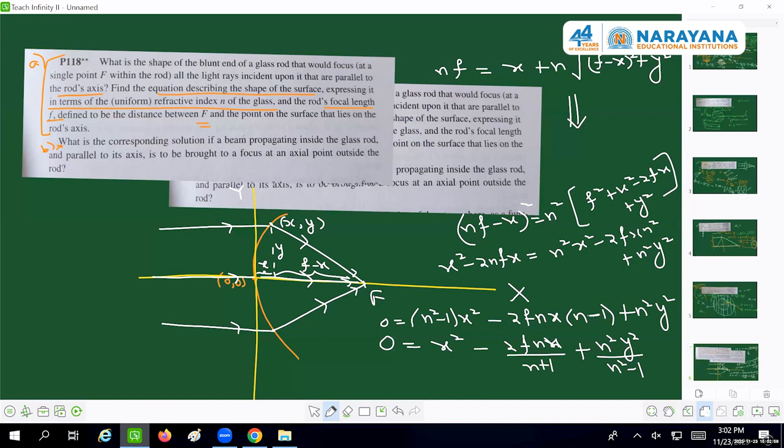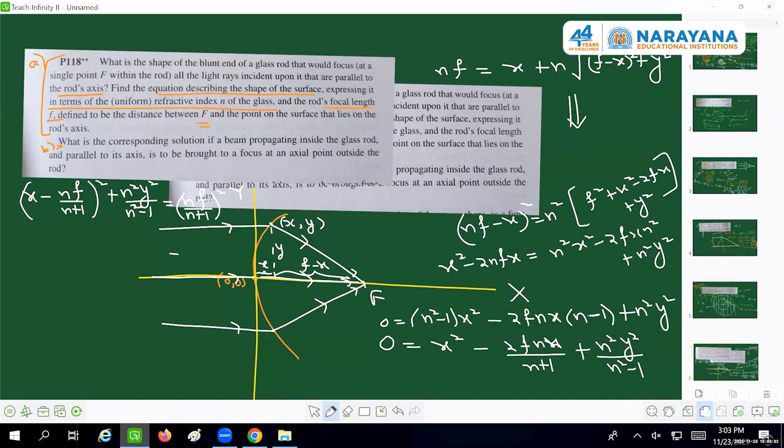Now this is the final step. So (x minus nf upon n plus 1) the whole square plus n square y square upon n square minus 1 is equal to the RHS. I will have nf upon n plus 1 the whole square, and now divide by this term.